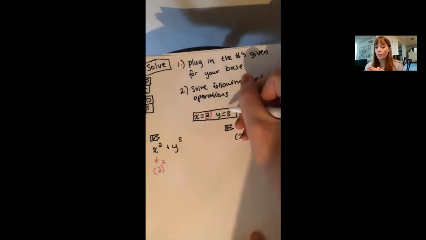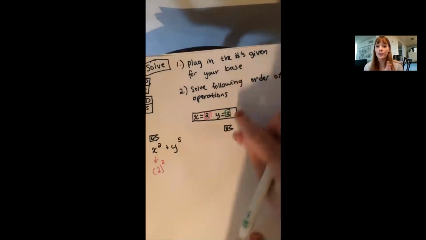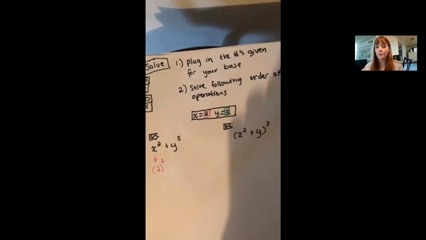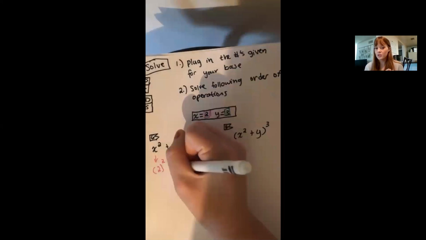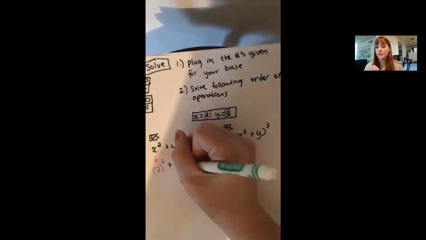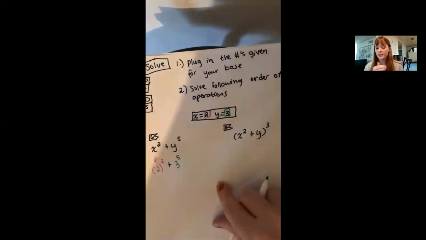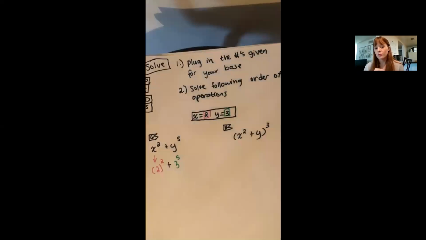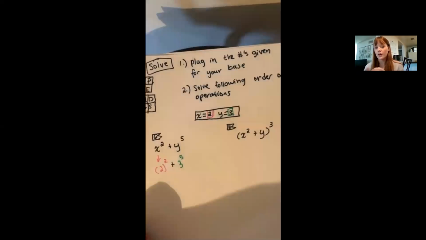And I also know that y is equal to 3. So wherever I see a y, I can now replace it with a 3. There's still that plus sign from the original problem. I'm only replacing the y. I can't throw anything else out besides that y. The 5 was already a part of it. It was the exponent. So now you solve this in your calculator, but using the order of operations.